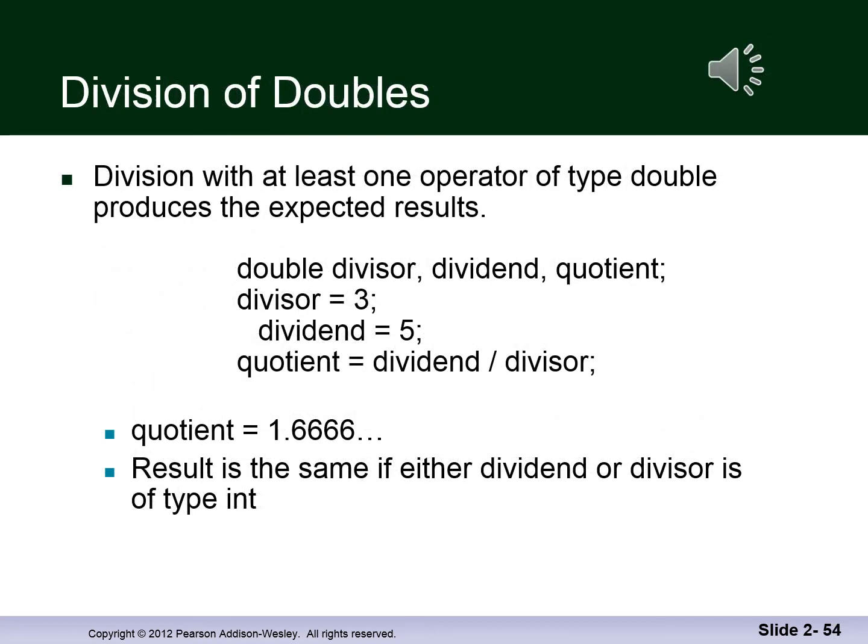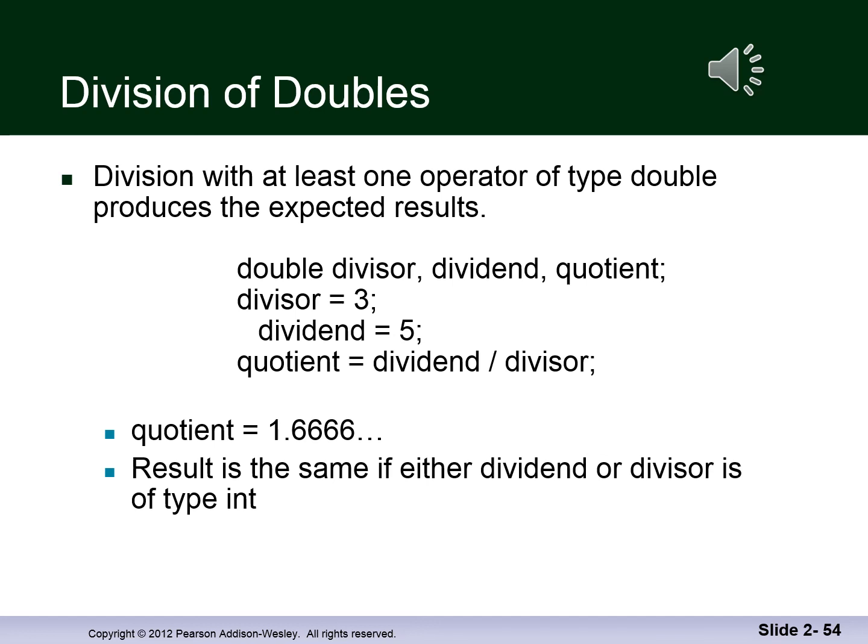Let's drill down on this issue. This slide explores division of doubles. Division with at least one operand that is a double produces the expected results. Here's an example. We declare three doubles: divisor, dividend, and quotient. Divisor equals 3, dividend equals 5, quotient equals dividend divided by divisor. Quotient will hold 1.6666. Result is the same if either dividend or divisor is an int.